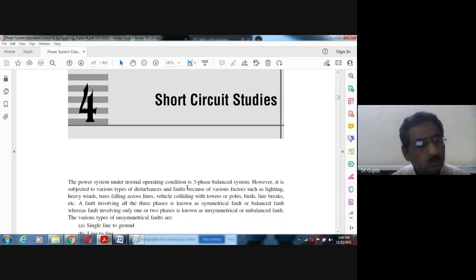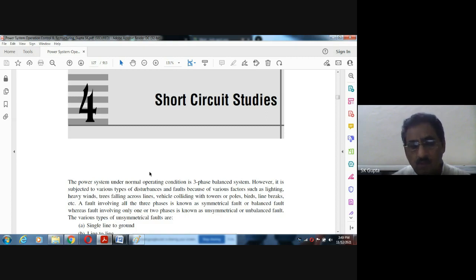Normally, as I told, a power system is very big, complex, and it is subjected to a lot of disturbances. The disturbances may be of the type: lightning may be there, heavy wind blowing, heavy rain, a tree may fall on the transmission line, a vehicle may collide with towers, there may be breakage in the pole, wires may collide, line breakage may take place. So in this way, there can be various types of short circuit or open circuit faults. But here let us take the short circuit fault first.